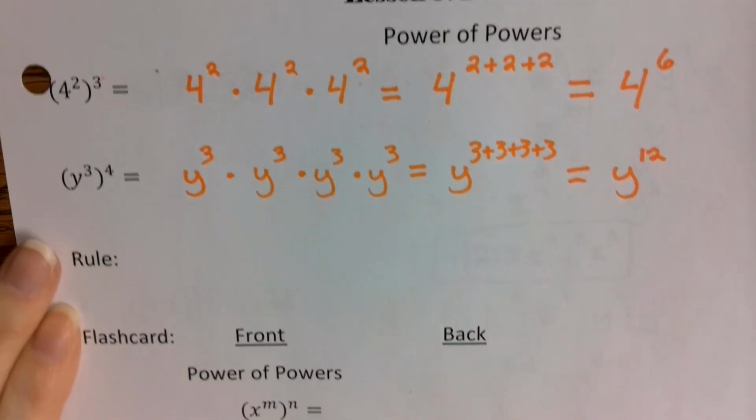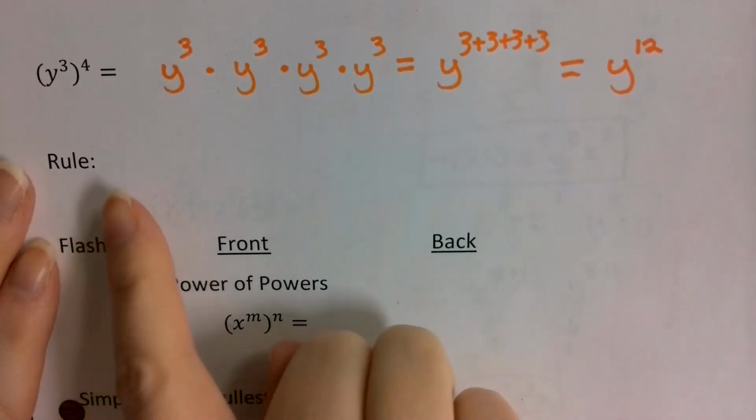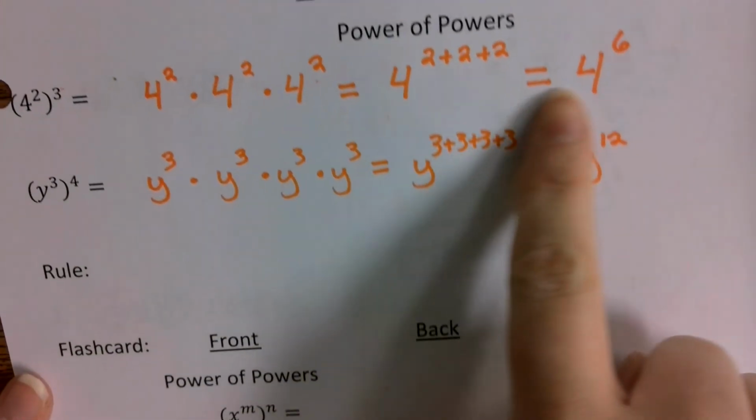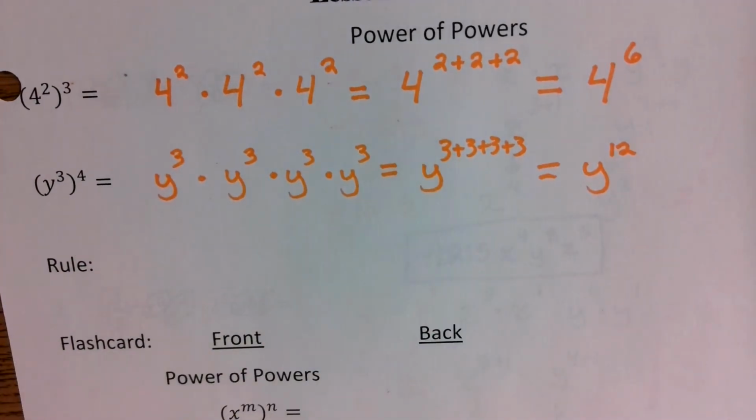All right, who wants to share with the class what rule did you come up with? Hemina? You just multiply the exponents. Do we do anything different to the base? Does the base change at all? No, the base stays the same, right?